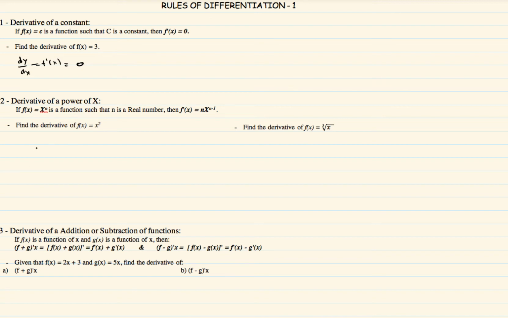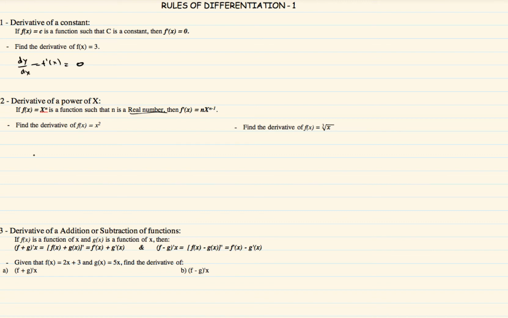The second rule says derivative of a power of x. So if f of x is equal to x raised to n is a function such that n is a real number, then f dash of x is equal to n times x raised to n minus 1. What happened here is that the n now has 1 subtracted, and the previous n, before the subtraction, is taken to multiply the whole function with that 1 subtracted from the n.